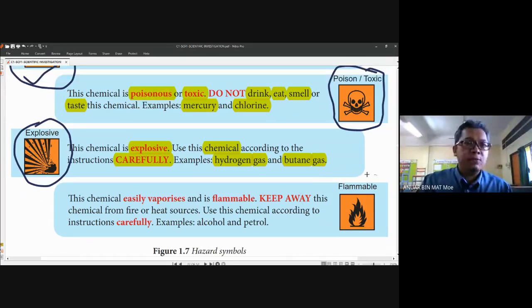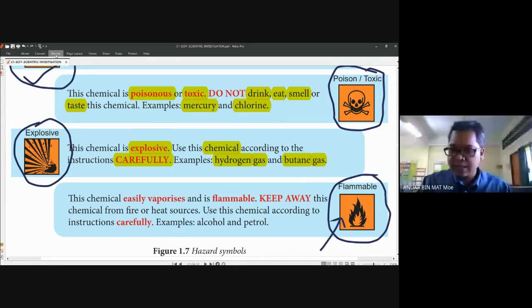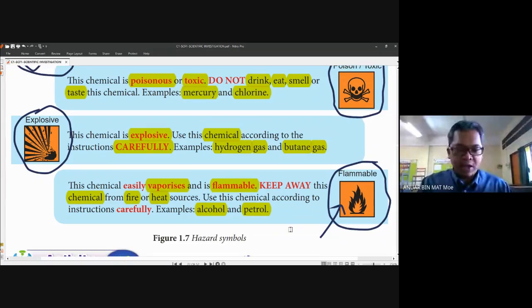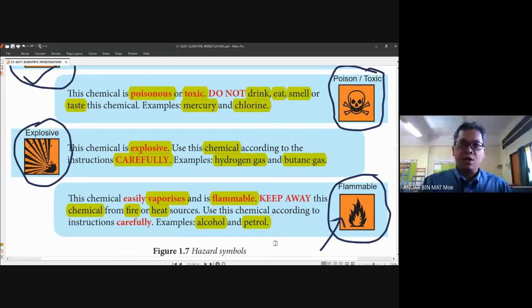Okay, the last symbol is flammable. You identify it by the picture of fire. Flammable means it burns easily, vaporizes easily. Flammable means easy to get burned. You must always keep the chemical away from fire or heat sources. Examples of flammable chemicals are alcohol and petrol. You must understand this. This is a very popular question, and I hope you understand all the symbols regarding the substances or chemicals that we may use in our activities or experiments in the lab later on.